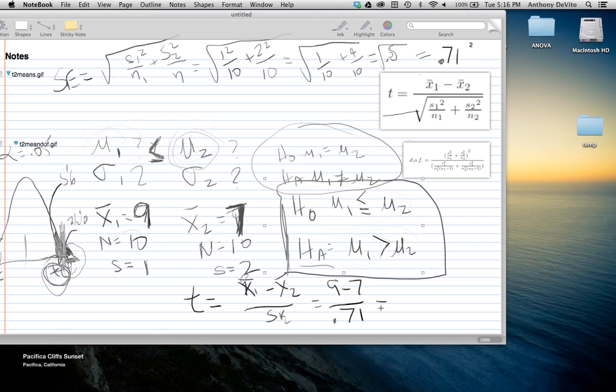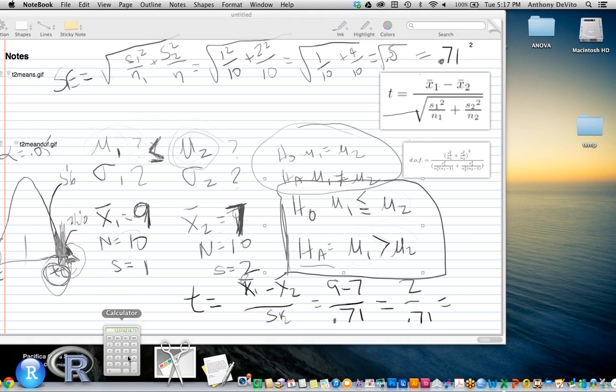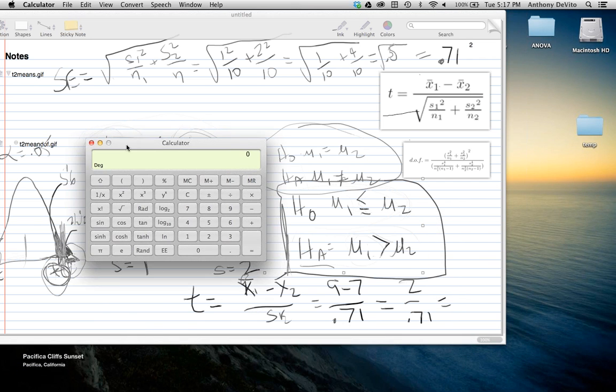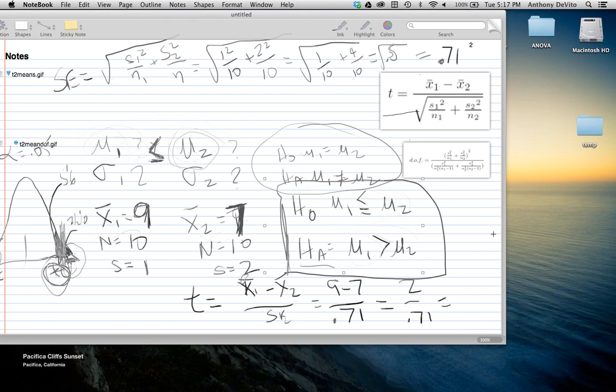Okay, so that's going to be equal to 2 over 0.71, which is equal to a t-score, or number of standard errors apart, of 2 divided by 0.71, which is equal to 2.82, I'll call it. 2.82.